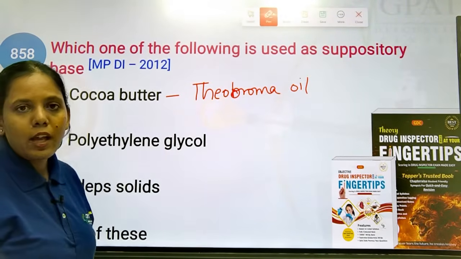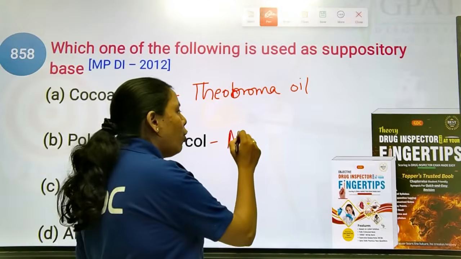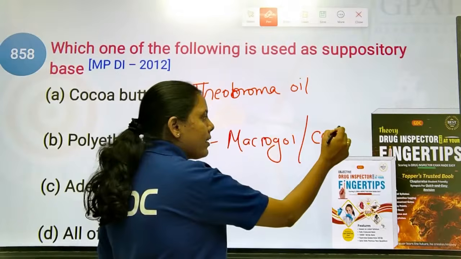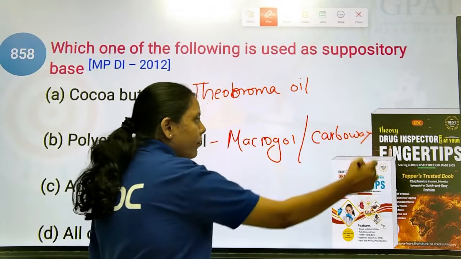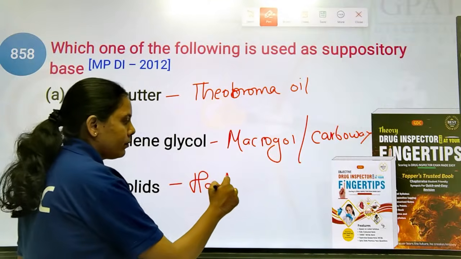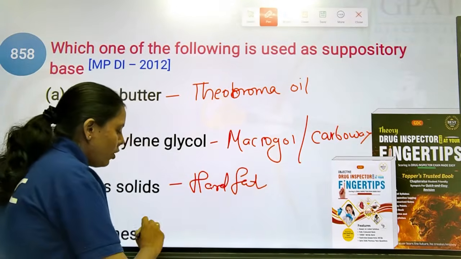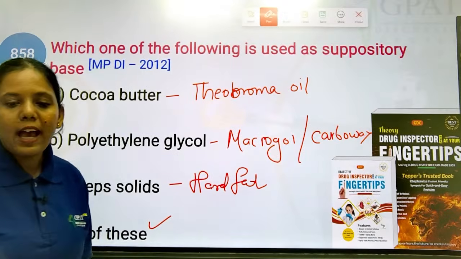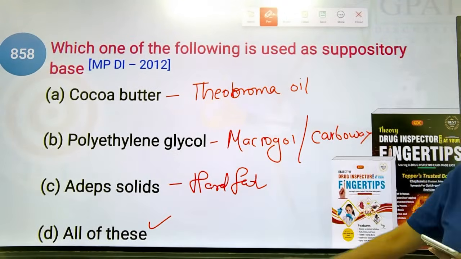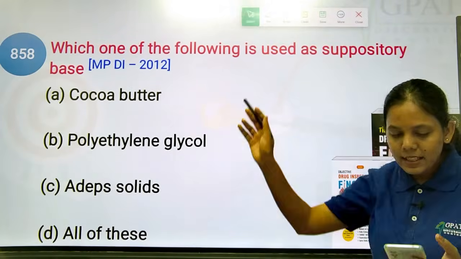Polyethylene glycols, the trade name is Macrogol or Carbowax, and GE is nothing but your hard fat. So all of them can be used as the suppository base. Option D is the right answer. Very good. Option D is the right answer.